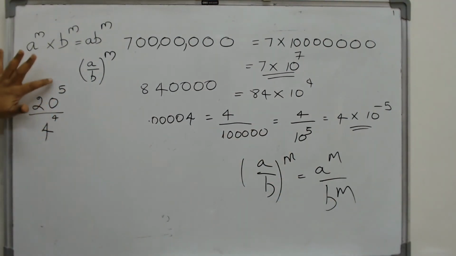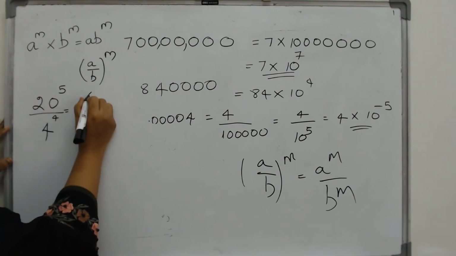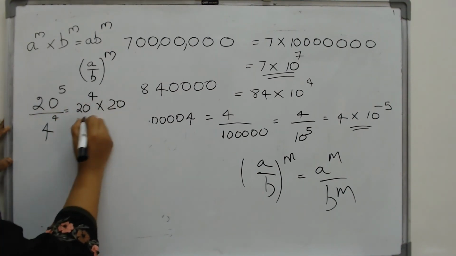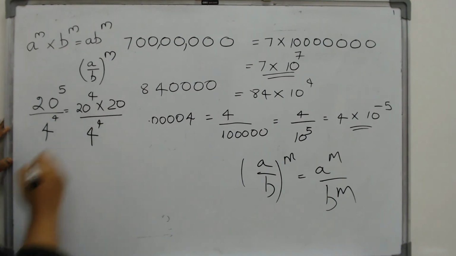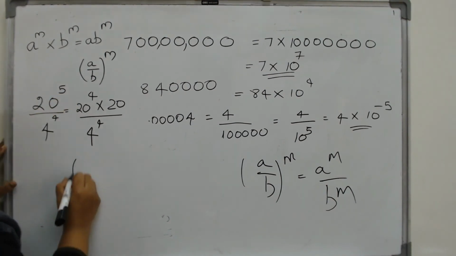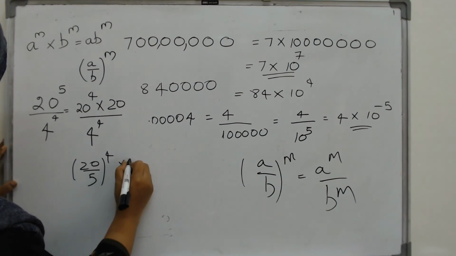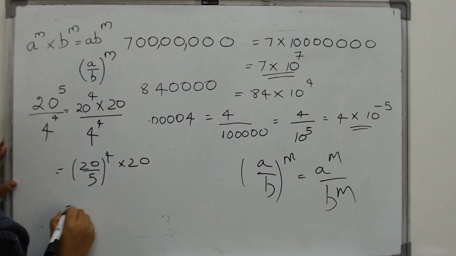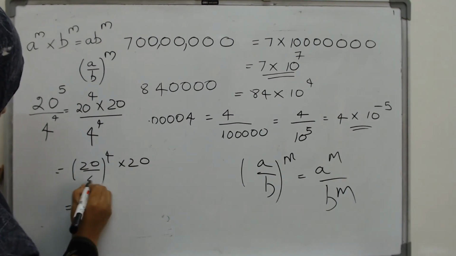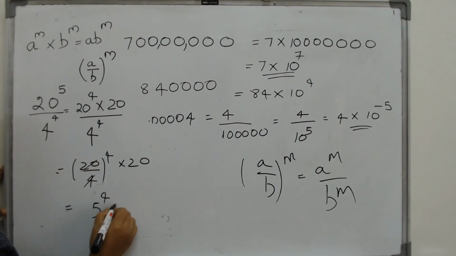But see here, different exponents. So what if I make it the same exponent? What if I write it like this? There. So now you have the same exponent. Now bring them both together. And that would be cancel 5. 5 raised to 4 into 20.